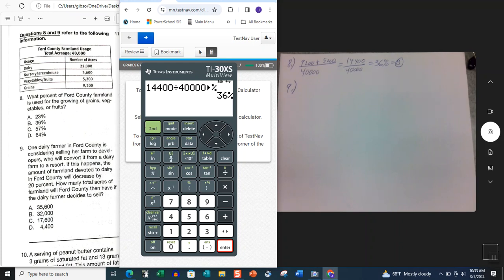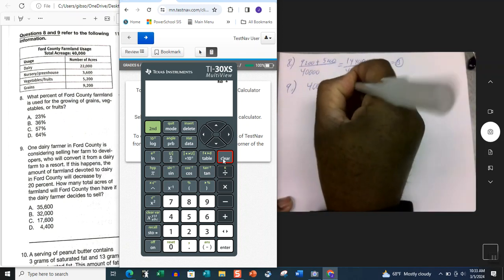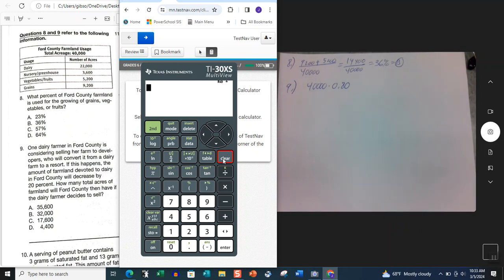So basically, you could do this. If something is decreased by 20%, let's look at it like this. If you have the total of something that's not decreased, that would be 100%. If it decreases by 20%, then that means you only have 80% left. So basically what they're saying is, if you take that 40,000 and you multiply by 80%, that will tell you how much land you have left.